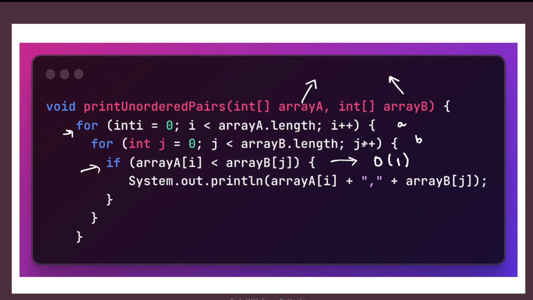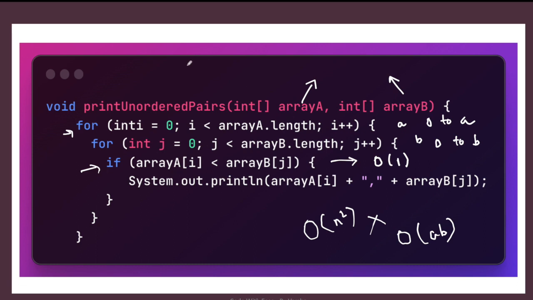Println statements we also know are constant. Now what's happening outside? So for every element of array A, this inner for loop is going to run, which itself is going to run from 0 to B. The first for loop is going to run from 0 to A. So what is the time complexity of this? Big O of n square. That must have been the answer of many of you. Wrong. The answer is big O of AB.